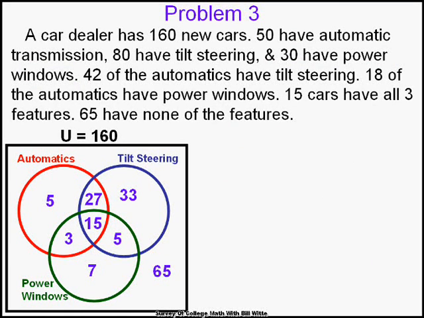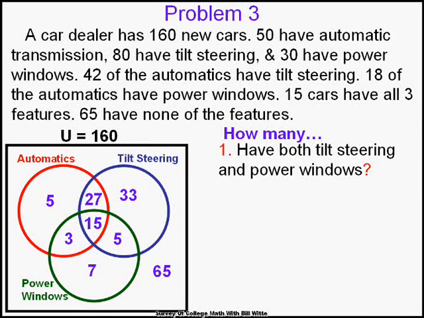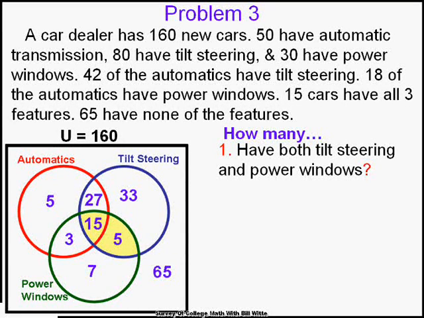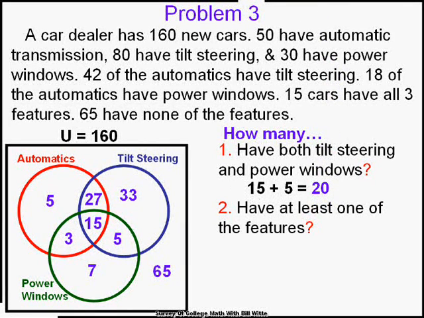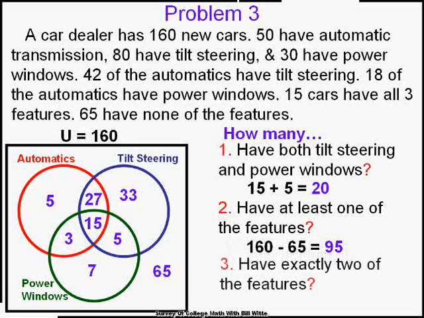Let's get to our questions now. How many have both tilt steering and power windows? There it is. It's right in front of your face once you put in the numbers. 20. How many have at least one of the features? Meaning at least one means I have 1 or 2 or 3. In other words, not none. That's the union of the 3. So basically 160, take away the 65. And I get 95 have at least one feature.